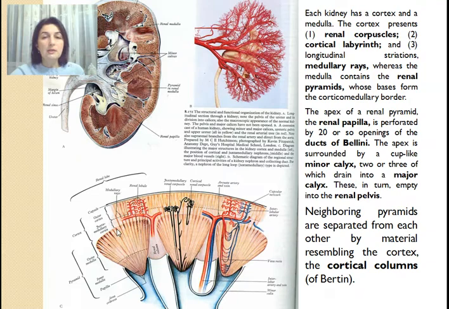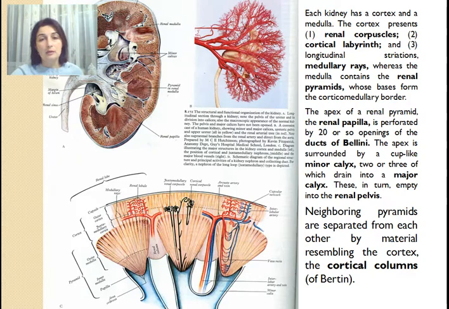Then what is the blood supply of the kidney? We know that the kidneys receive blood from the renal artery, that is a branch of the abdominal aorta. During each minute, approximately 1,250 milliliters of blood pass through our kidneys. It means that within 5 minutes, all of the blood of the body can pass through the kidneys. So the kidneys have a very rich blood supply.